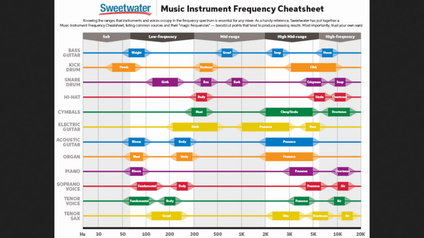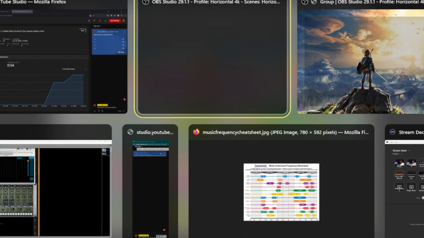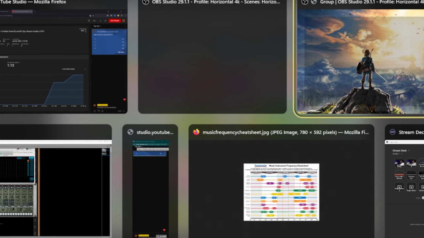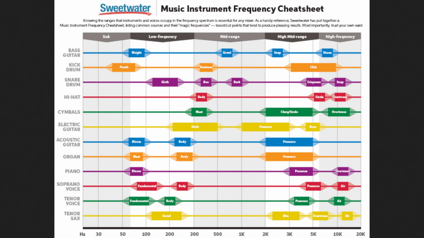So as we're looking at this, this is a Sweetwater music instrument frequency cheat sheet. Okay, so it's all about EQ. It's all about the different frequency ranges that live and exist in the music world. Okay, so of course I'm messing stuff up already.